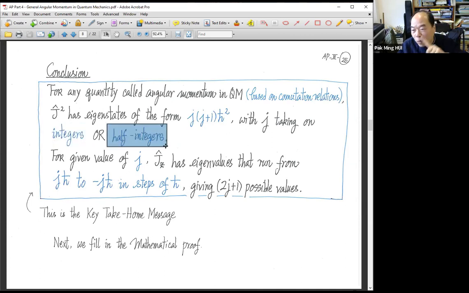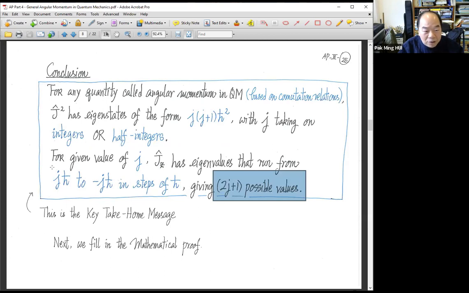You cannot start from 1.2. You cannot start from 1.8. You will not hit minus 1.2 or minus 1.8 in steps of 1. That is spanned by the commutation relations. How nice. And then given the J, the Z component will lower and lower from the maximum value by 1 h bar, and there are altogether 2J plus 1 possible values. It starts from J h bar, (J minus 1) h bar, all the way to minus J h bar.